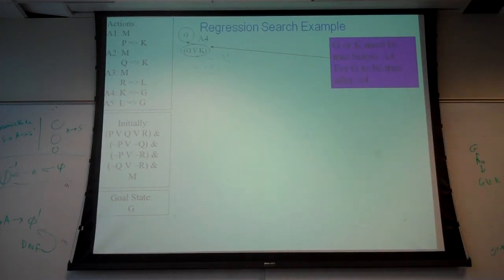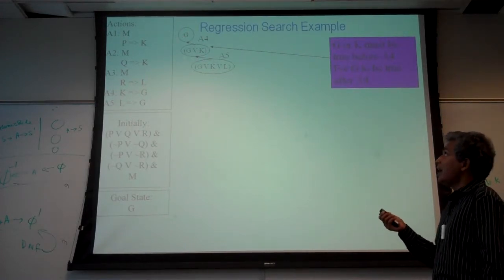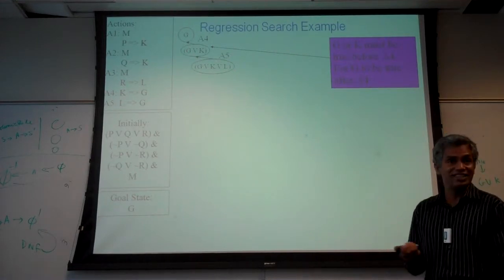Then I throw in A5, and A5 basically says if you give me L, I can give you G. And so I'll say, well, either L is true, or K is true, or G is true.